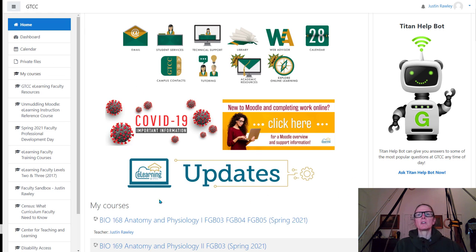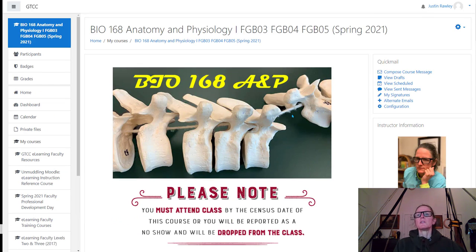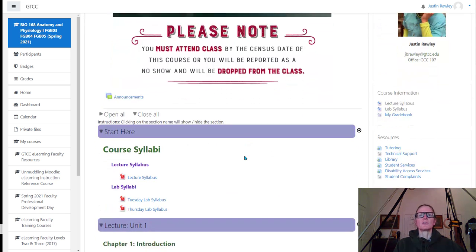So what we're looking at here is the Moodle shell. This is what you will see, or something similar to this, whatever your courses are. You will see your Moodle shell and the courses that you're taking this semester. One of them should be BIO168, Anatomy and Physiology 1. Now I have grouped all three sections into one Moodle shell. So when we go in here, we will see the course shell for BIO168, Anatomy and Physiology 1.